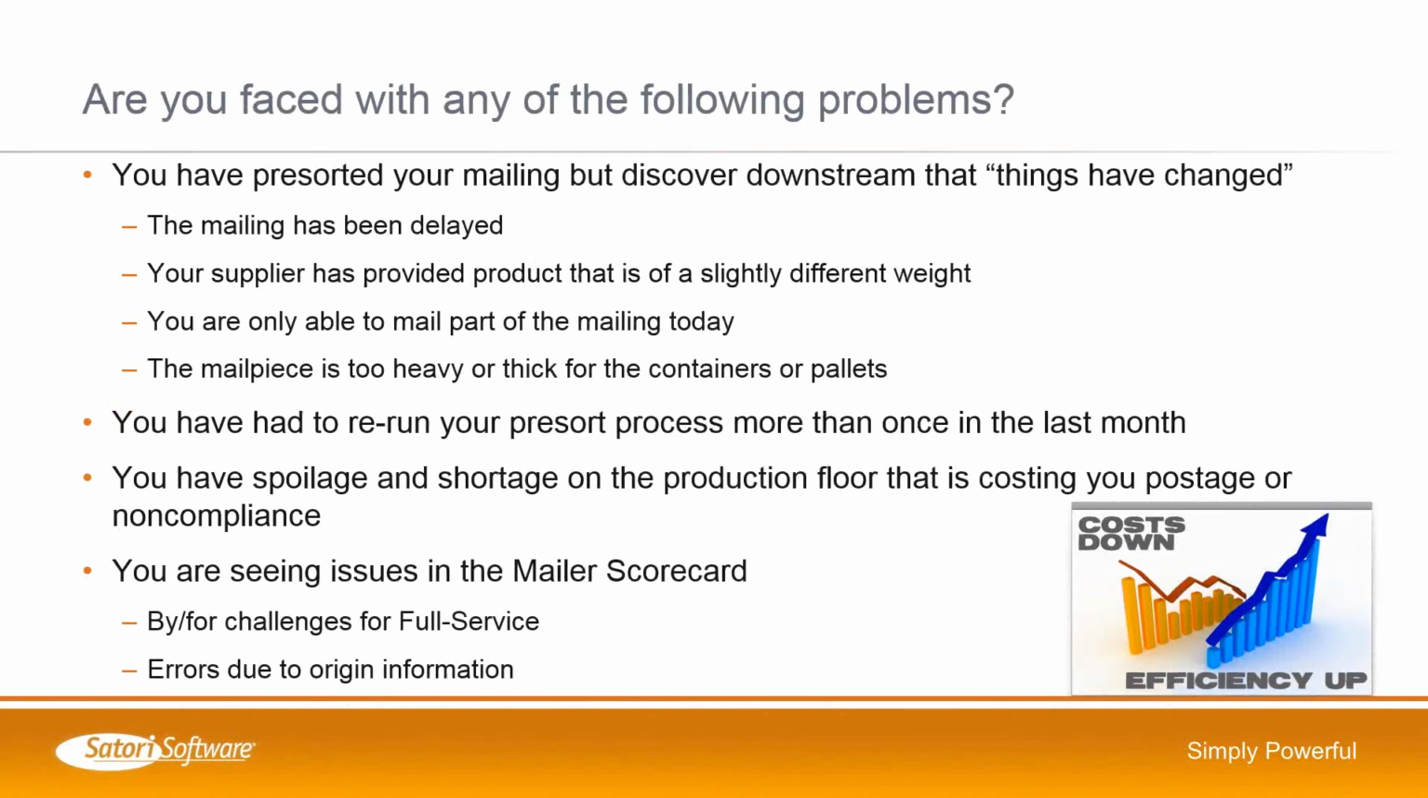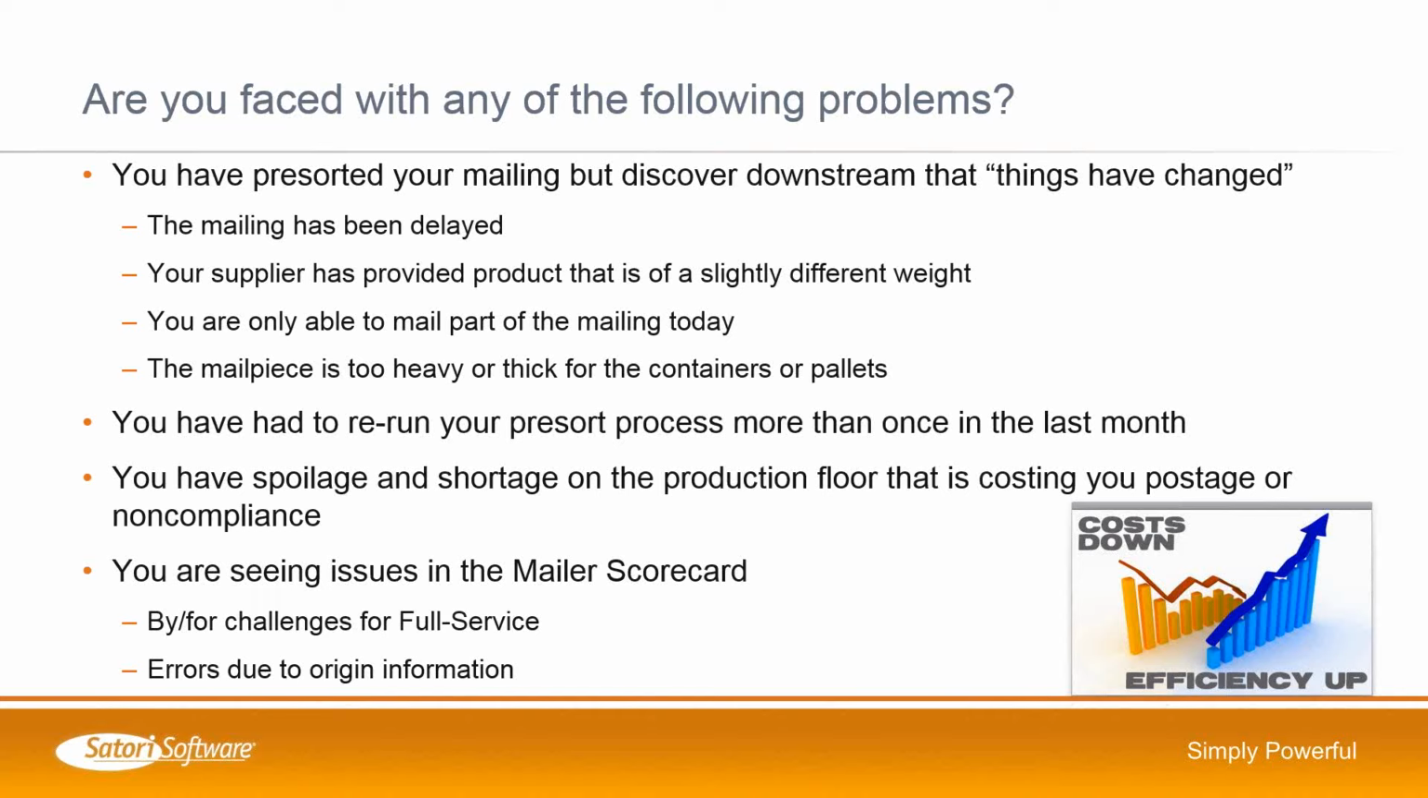So I want to start with a list of common problems. I'm starting here because I'm hoping this triggers some questions or some follow-up conversations that our guests might want to have with us. So an area that's pretty common, and I think everybody is very familiar with, is the mail preparation process and how long that is sometimes in the planning phases and how complex it can be. And things change. Mailings get delayed. You get differences in the product that's provided to you. You might be able to only mail partial mailings, or your mail pieces are too heavy or thick.